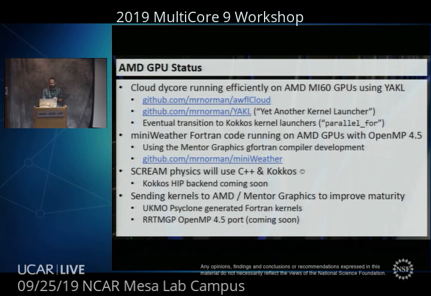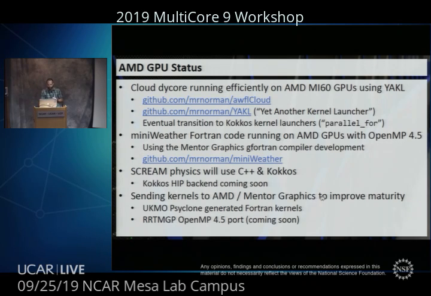There's a project called SCREAM. And they have physics packages that are already using C++ and Kokkos. They're transferring them over now. And once Kokkos has a HIP backend, those are going to run just fine on AMD hardware. And we're going to link that up with whatever dycore we choose for the cloud model.